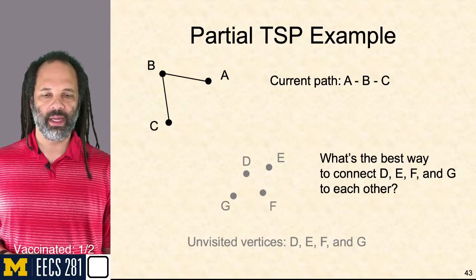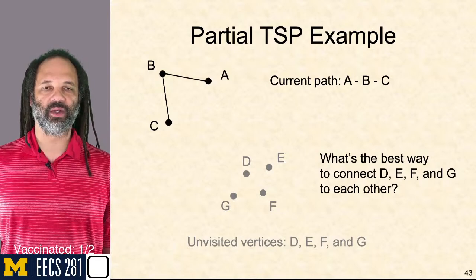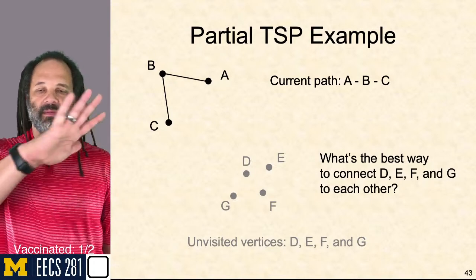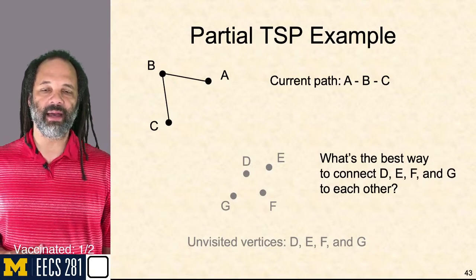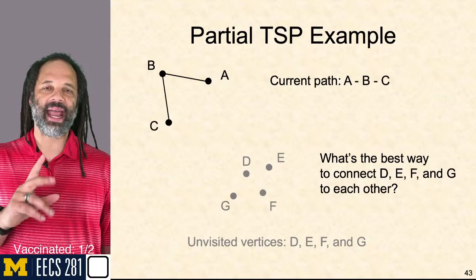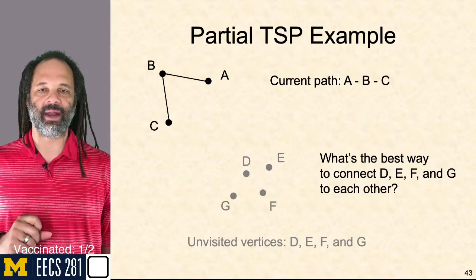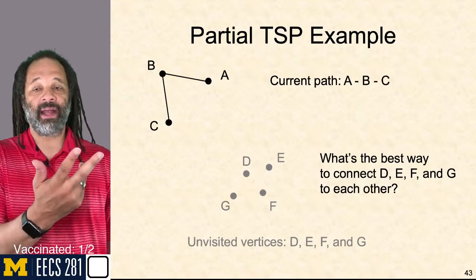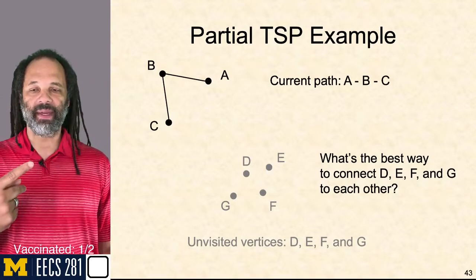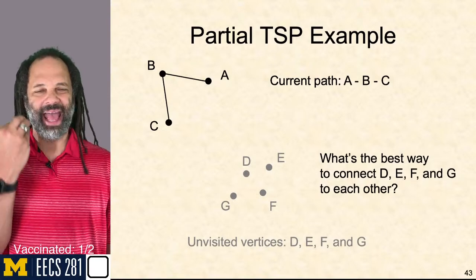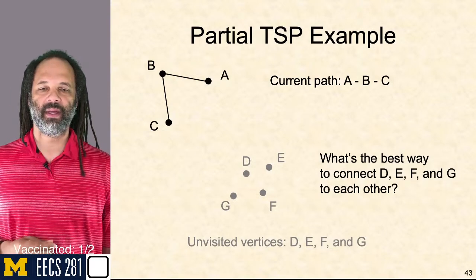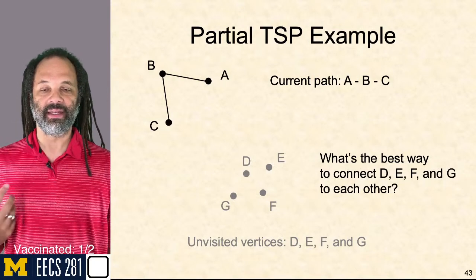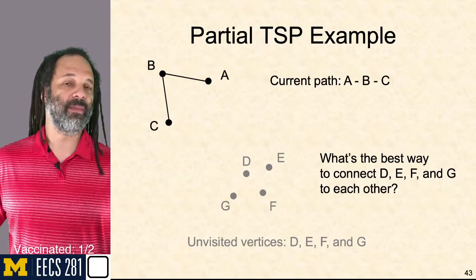So here I've got a partial TSP example. See here I've got these 7 points, A, B, C, D, E, F, G. I've already got A, B, and C connected in that order. A connects to B, B connects to C. So this is my partial path, and I can measure those two edges, AB, BC. Add them together, that's my actual partial path weight. What I don't know is how much it's going to cost to connect the rest of that stuff, the D, E, F, and G. What's the best way to connect them together?